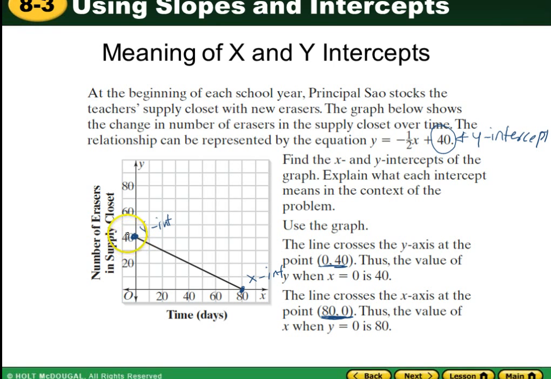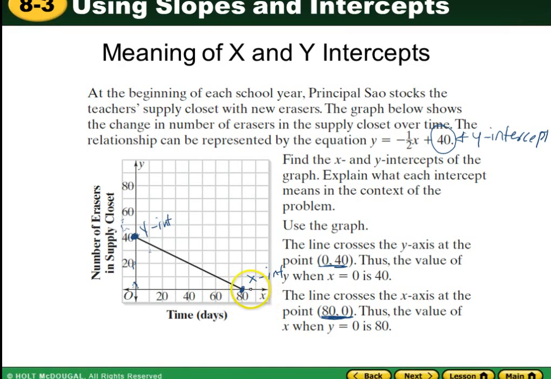So what do you think the y-intercept here is telling us? Basically, remember, in this scenario the y is the number of erasers in the closet, and the x is the time. So if I look here at 0 time, that means when we first put them there, school hasn't started yet, it's the beginning of school, so at 0 days we started with 40. So it's telling us that we are starting with 40 erasers. That's what the y-intercept here is telling us.